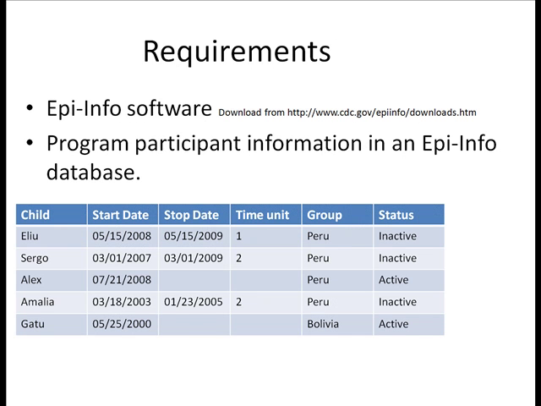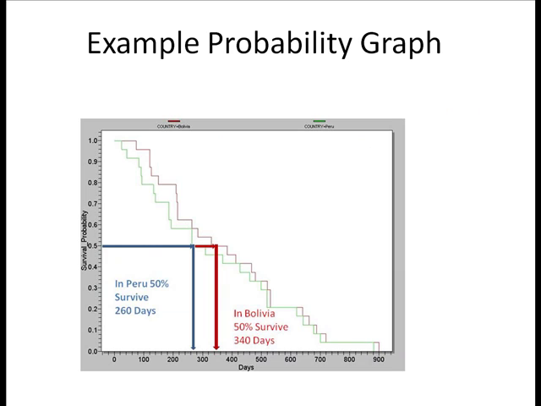The requirements for computing this is an Epi-Info software install, and I've given you the URL where you can download it, and then a database, and here I'm showing you a minimal set of variables in the database. The database needs to be in one of the formats that Epi-Info recognizes. Among them are Microsoft Access, DBase4.